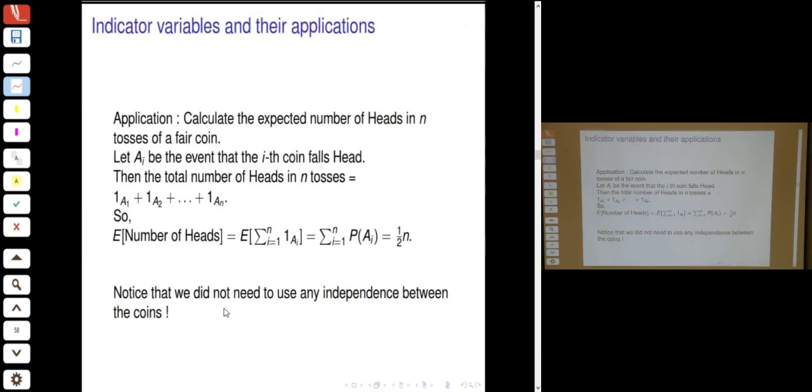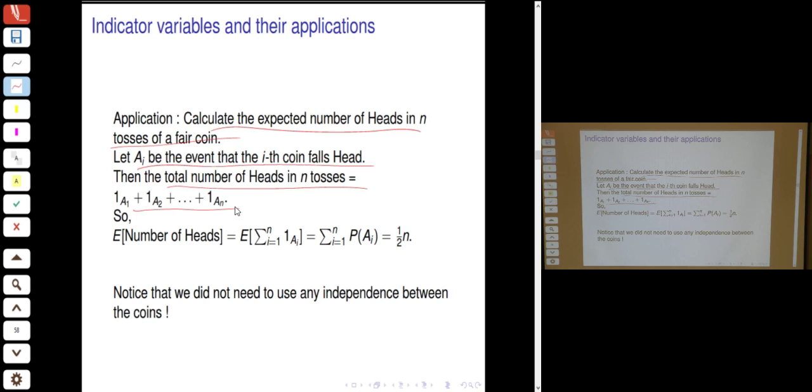So here is a simple, immediate application of indicator random variables. Calculate the expected number of heads in n tosses of a fair coin. Let Ai be the event that the ith coin falls head. Then the total number of heads in n tosses is indicator A1 plus indicator A2 up to indicator An. Let's try to parse this a bit. Ai is the event that the ith coin shows head, so indicator Ai is 1 if the ith coin is head, 0 if it is tail.